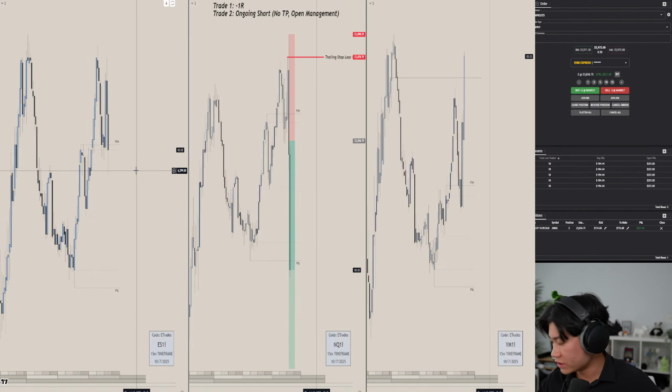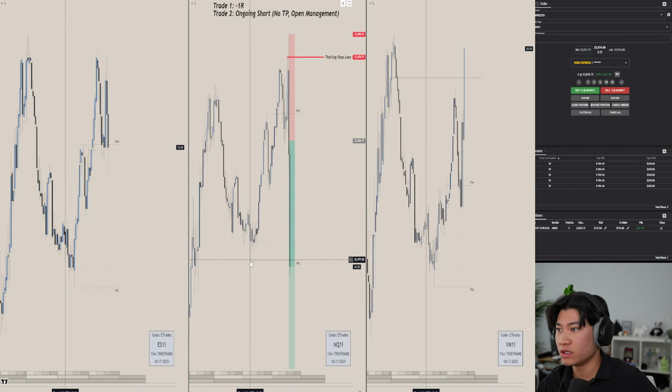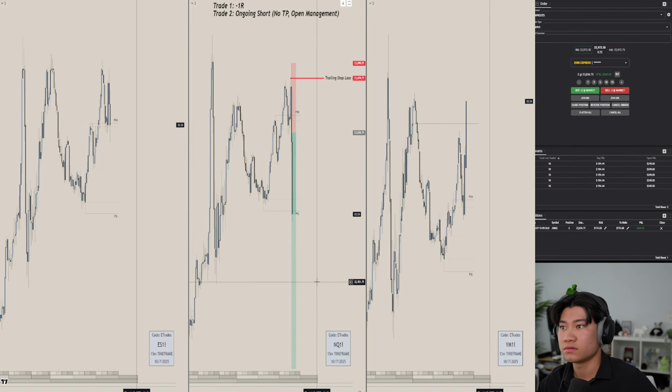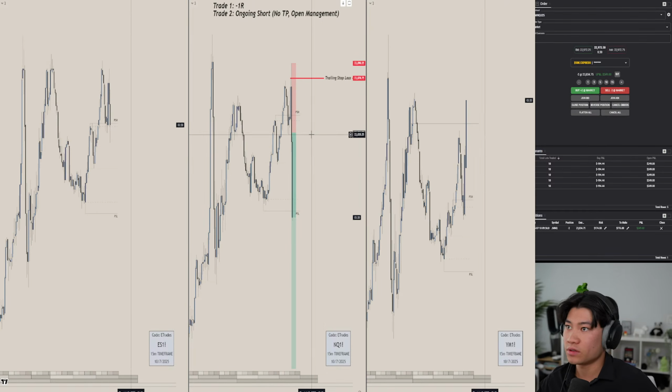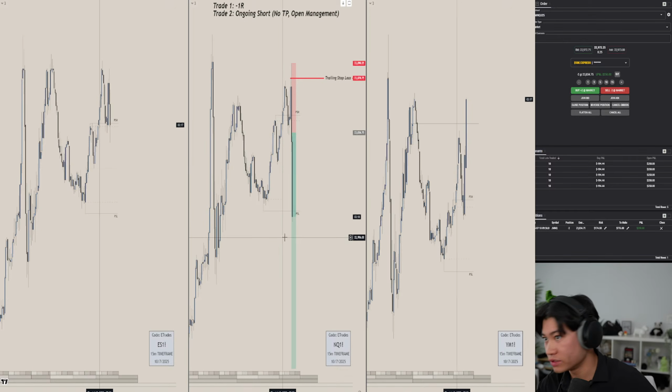I'm not moving stops yet. I'm going to see if we close below London low, then I'll move to break even. But even then, yeah, I'll probably move to break even if we close below London low.